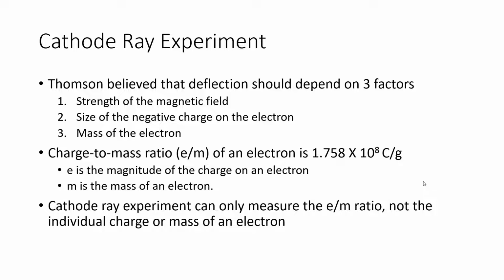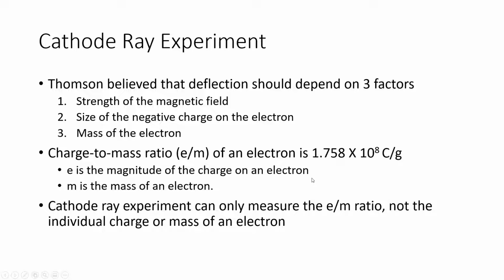So from this seminal cathode ray experiment, he was able to determine that the beam of light that goes from the cathode to the anode is actually a flow of a subatomic material called the electron. And so he was able to determine that the mass to charge ratio of this electron within that cathode ray beam was this impossibly large number here, 1.758 times 10 to the 8 coulombs per gram, where the e here is the magnitude of the charge on the electron, and m is the mass of the electron.